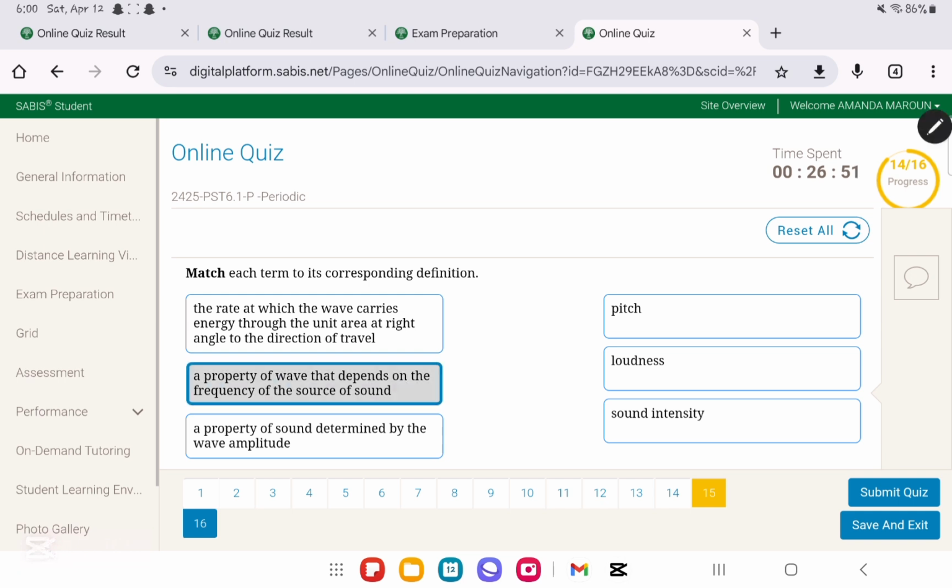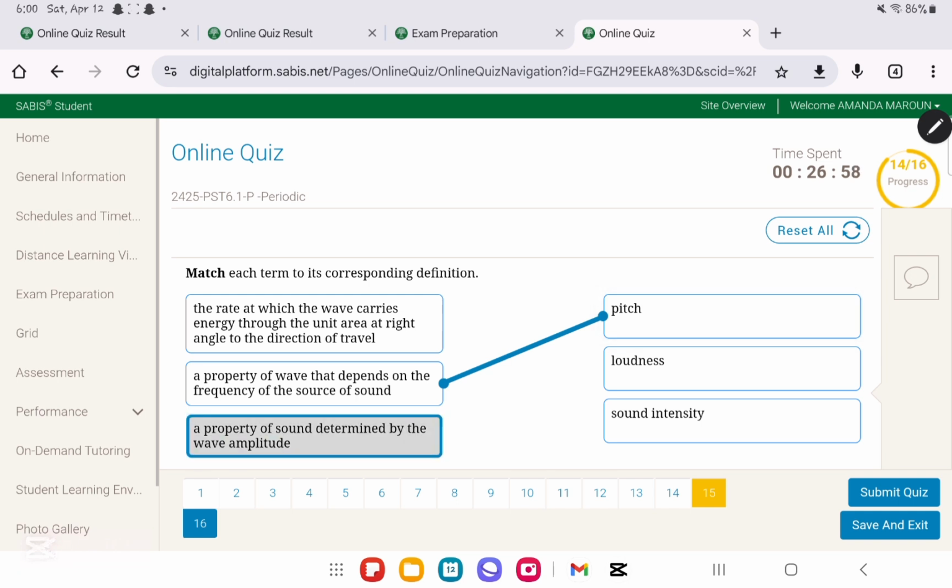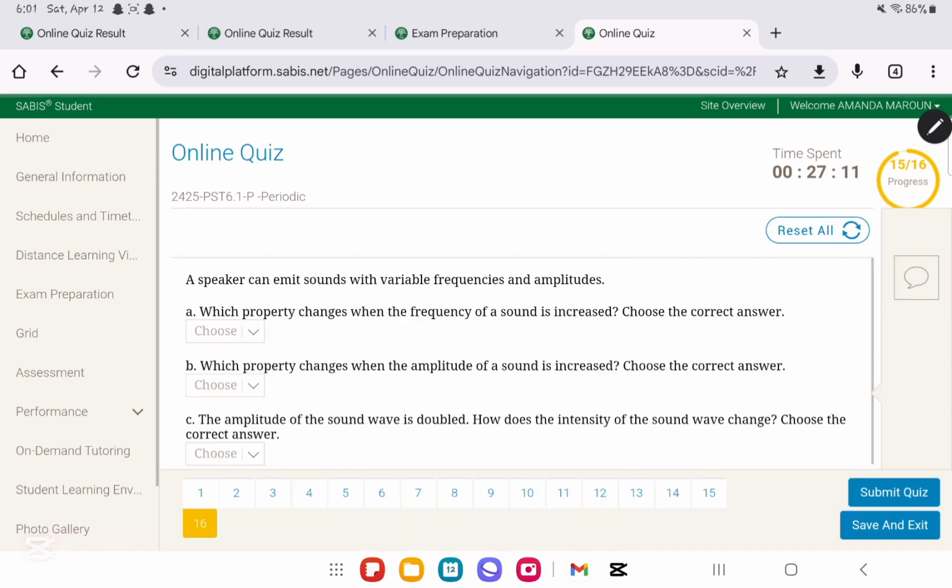A property of wave that depends on the frequency of the sound. Frequency is directly proportional to the pitch. The property of sound determined by the wave amplitude. Wave amplitude is directly proportional to the loudness, and this leaves us with sound intensity to be the last one. Now, another thing you should know is loudness is directly proportional to amplitude, pitch is directly proportional to frequency, and the sound intensity is directly proportional to the amplitude squared.